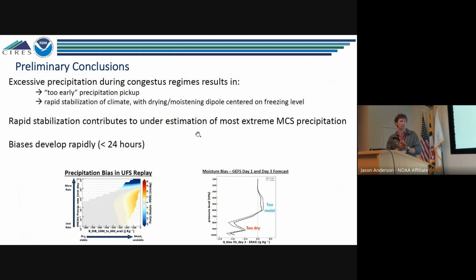So with that, I'll just conclude by saying that for the excessive precipitation we're seeing specifically in this congestus regime in the transition to deep convection, we've got this too-early precipitation pickup, and this is driving a rapid stabilization of the climate with this moistening, drying dipole centered on the freezing level. This rapid stabilization is directly contributing to the underestimation of the most extreme MCS precipitation rates, and these biases are developing very rapidly within the first 24 hours.